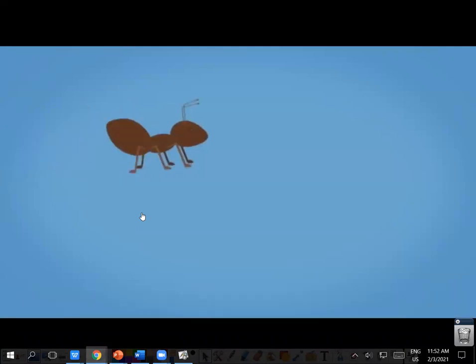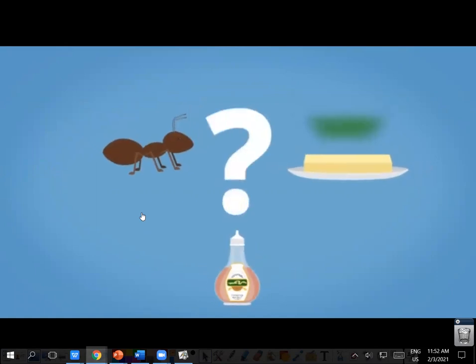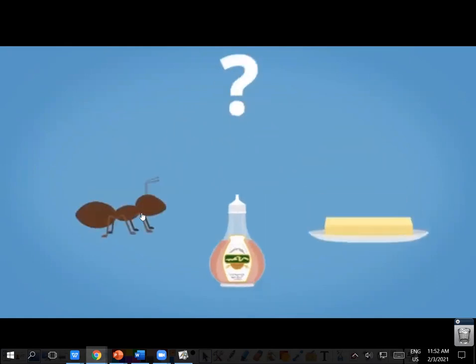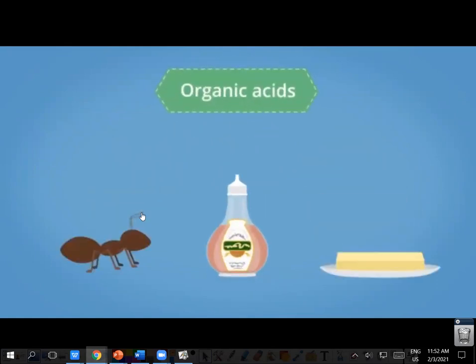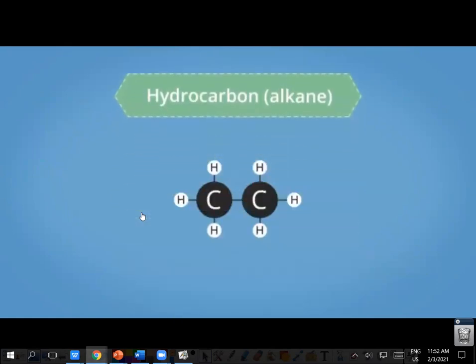Red ant venom, vinegar, and old rancid butter. What can they have in common? They each contain the same type of acid, organic acids. In order to see how the molecules of these acids are structured, we'll start with something simpler. In organic chemistry, hydrocarbons or alkanes form the basis of many compounds.